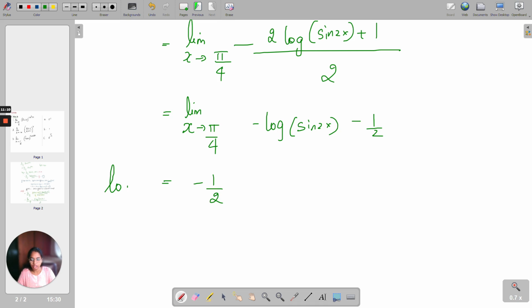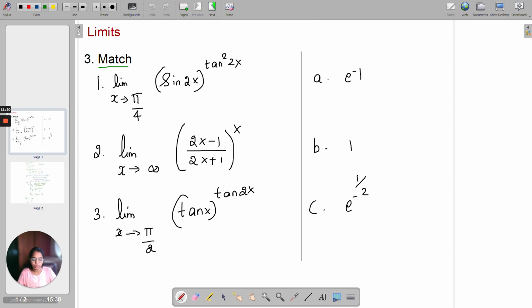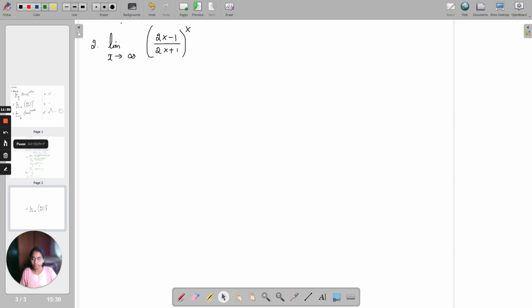So, we have log y is equal to minus half. Now what would y be? Y is e to the power minus half, right? So that is our option C, right? This is the first one. So now let me write down the second one, okay? So this is the second one.